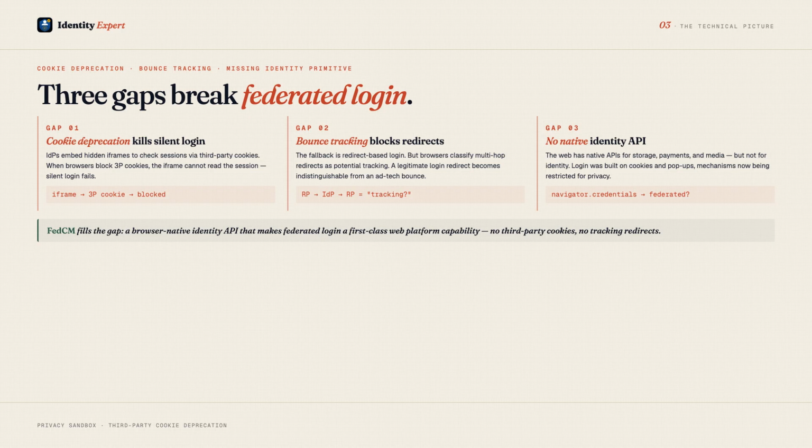Gap 3, no browser-native identity primitive exists. The web platform has native APIs for storage, networking, media, and payments, but not for identity. Federated login has always been built on top of cookies, redirects, and pop-ups, mechanisms designed for other purposes, and now being restricted for privacy reasons. Without a purpose-built identity API, there is no privacy-preserving path for federated login to survive cookie deprecation. FedCM fills this gap by adding identity as a first-class browser capability.